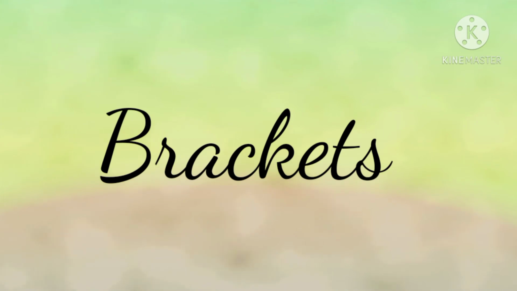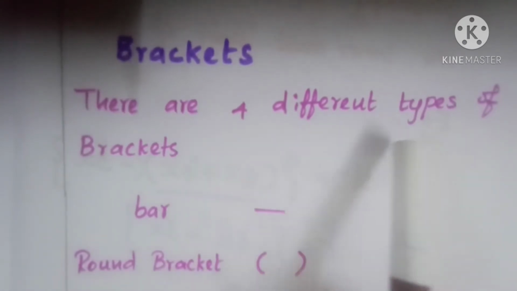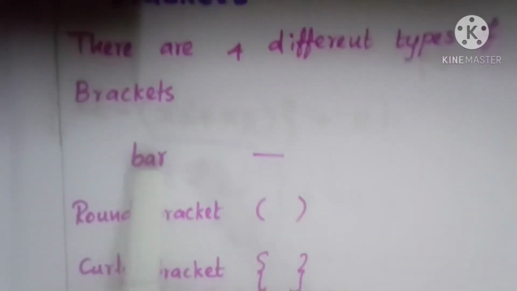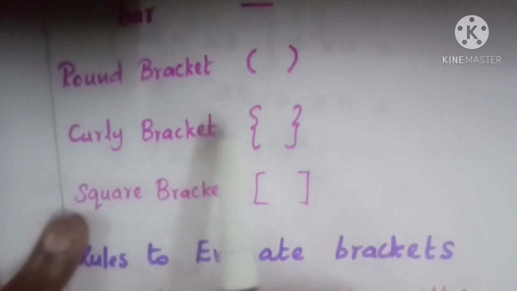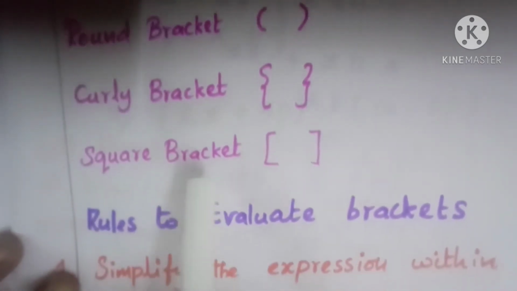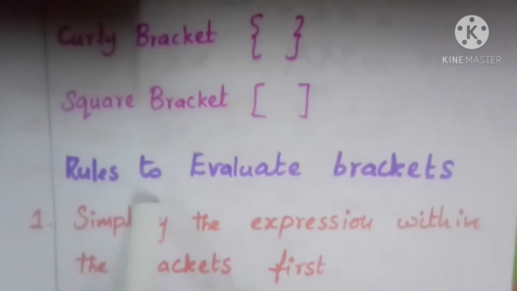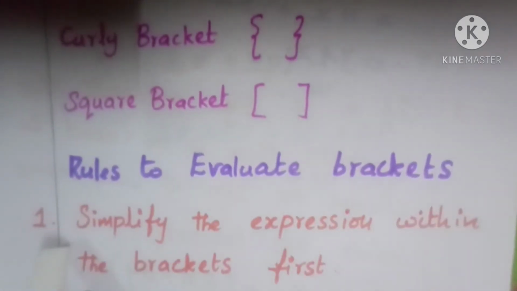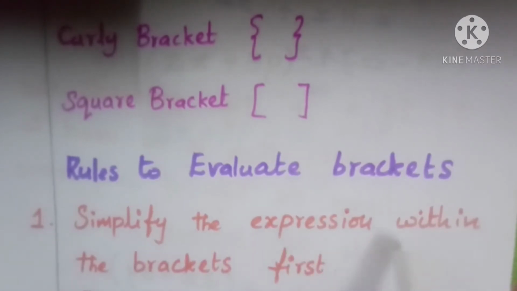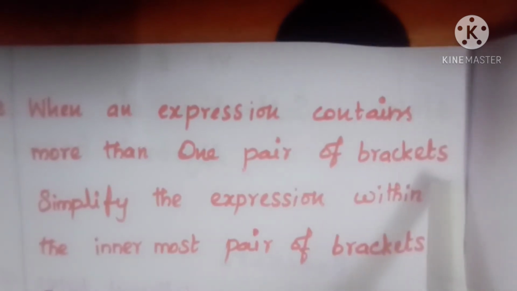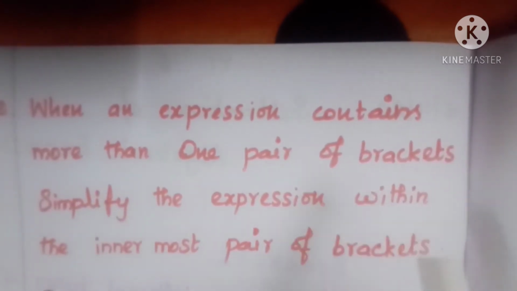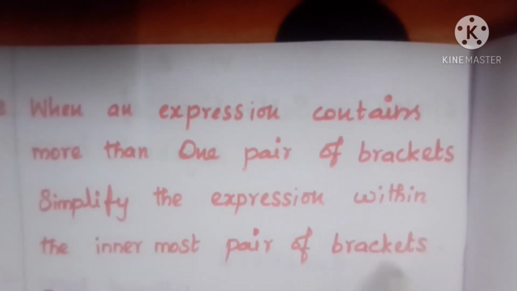Next, let us recall the types of brackets and its simplification. Brackets: there are 4 different types of brackets. First one, bar. Second one, a round bracket. Third one, a curly bracket. And fourth one, a square bracket. Rules to evaluate brackets. First rule, simplify the expression within the brackets first. Second rule, when an expression contains more than one pair of brackets, simplify the expression within the innermost pair of brackets.